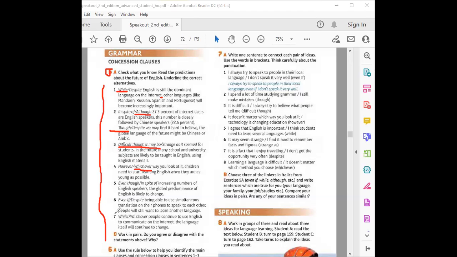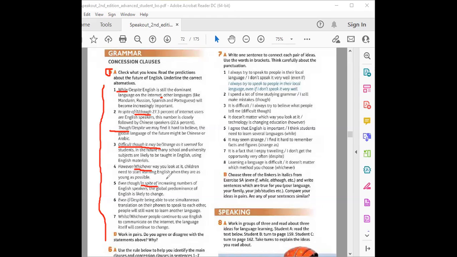Yeah, I chose even though of increasing numbers of English speakers, the global predominance. In spite of, Ikram. I will tell you, this mistake was repeated twice, and I will tell you now. I won't wait until we go to the grammar. In spite of, this is very good. This is no problem at all. After in spite of, you need a noun or a verb in the ing form.